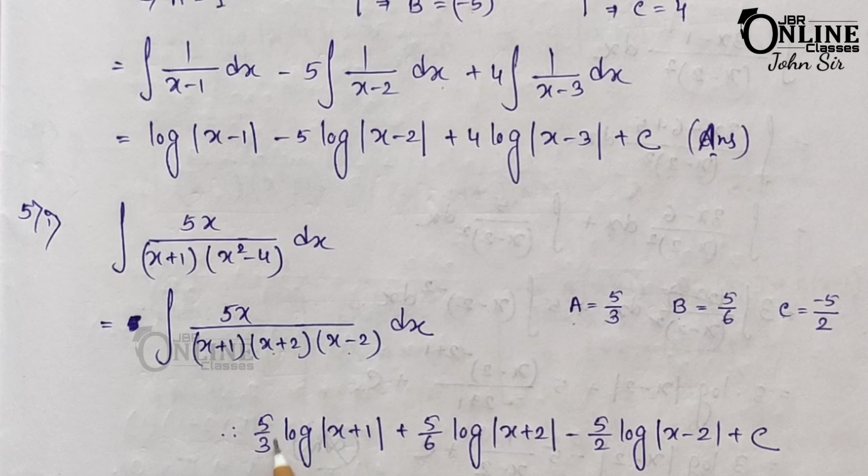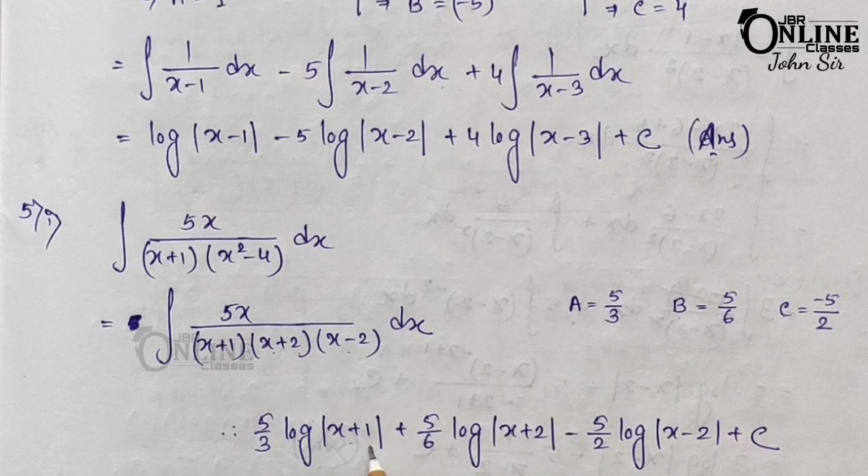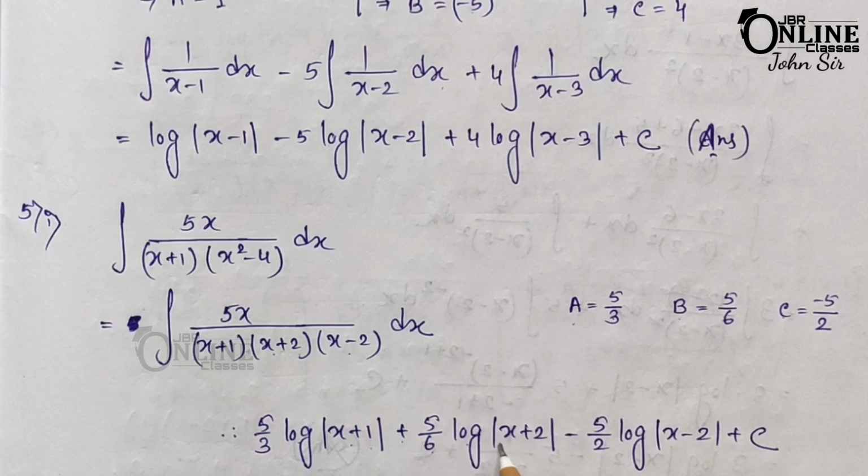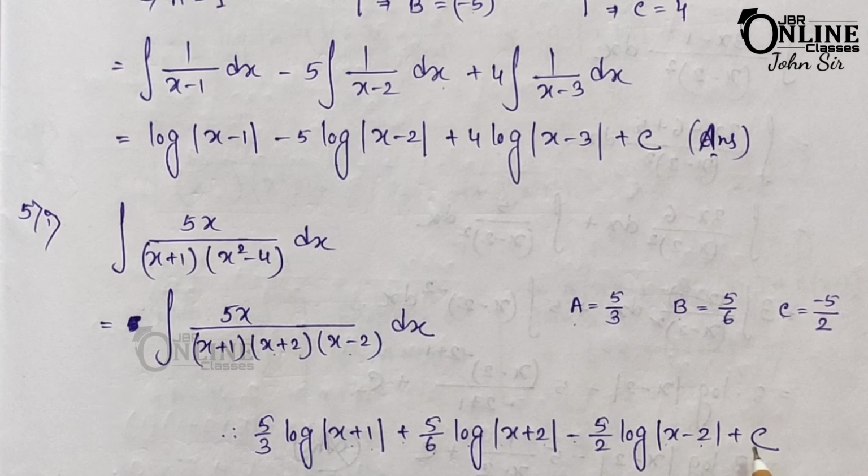Okay, and your final answer will be 5 by 3 log mod x plus 1 plus 5 by 6 log mod x plus 2 and minus 5 by 2 log mod x minus 2 plus c.